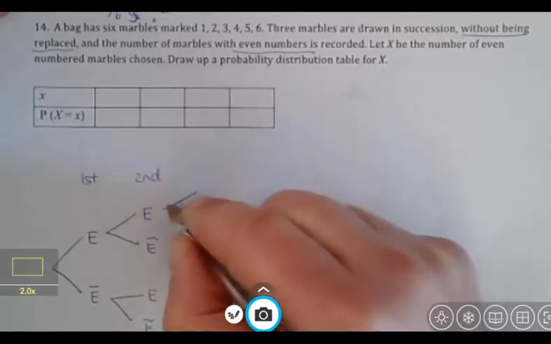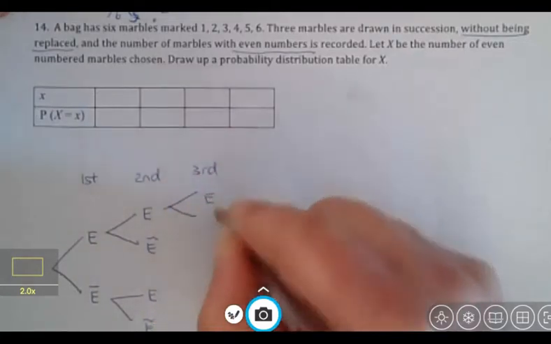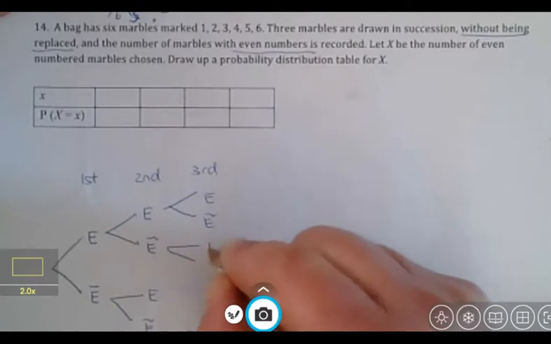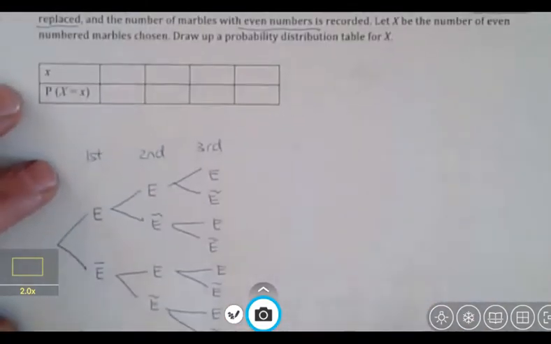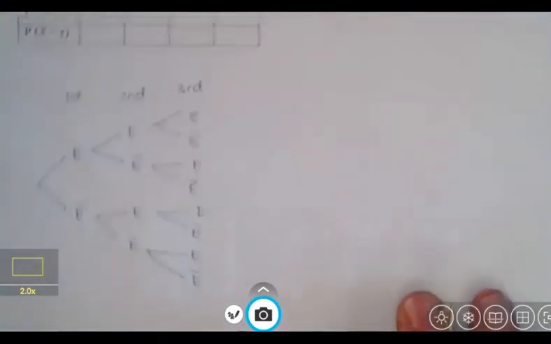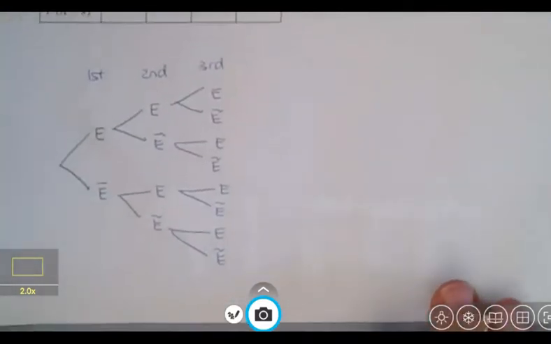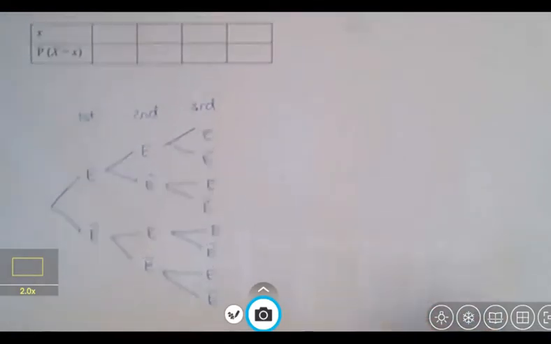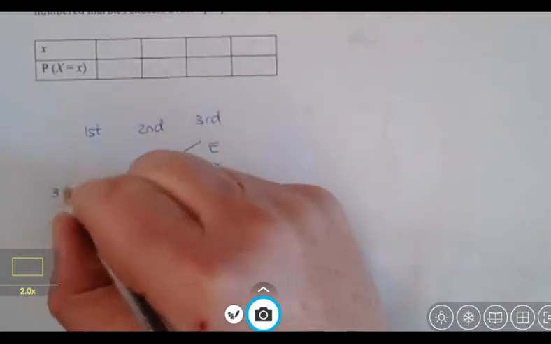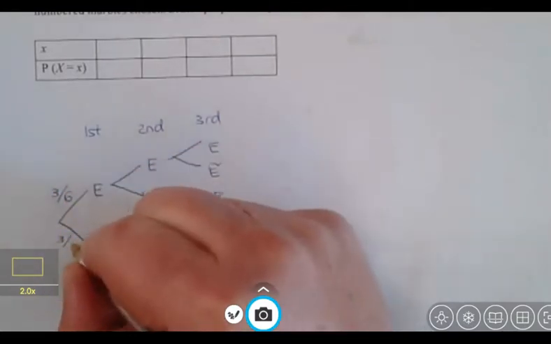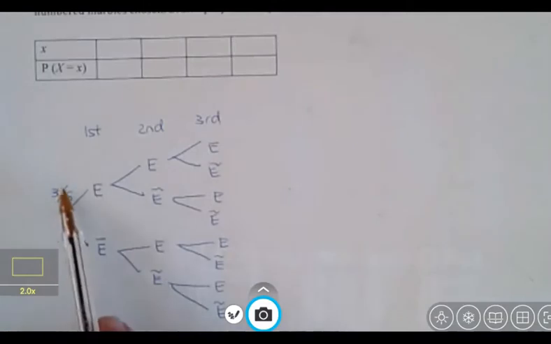And then we've got our third marble, and looking at whether that's even or not even. Now, the probabilities on the branches are going to change because there is no replacement, and it also depends on what you've previously chosen. So you're going to have to fill in this table first. You know you've got 3 even numbers and 3 that are not even, so 3 odds. So you've got 3 chances out of 6 of an even and 3 out of 6 for an odd.